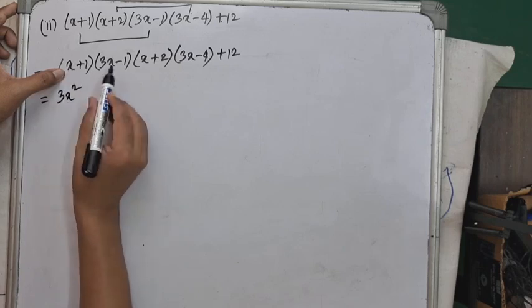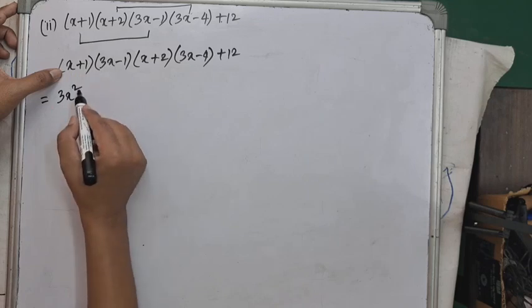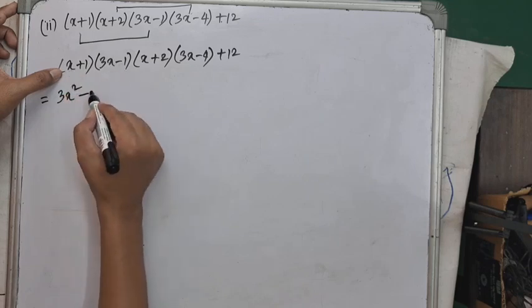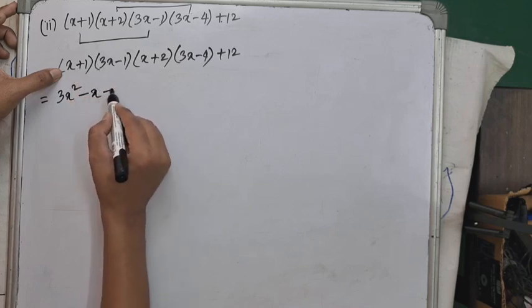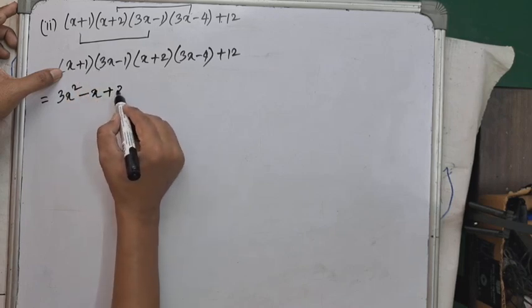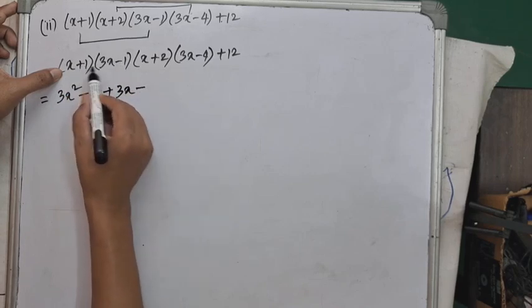Again x into 1. So first we multiply with sign plus. There is no sign before x, means we must assume plus, isn't it? Plus into minus is minus. X into 1 is x with this plus 1. Okay, plus into plus is plus. 1 into 3x is 3x. Plus into minus is minus. 1 into 1 is 1.